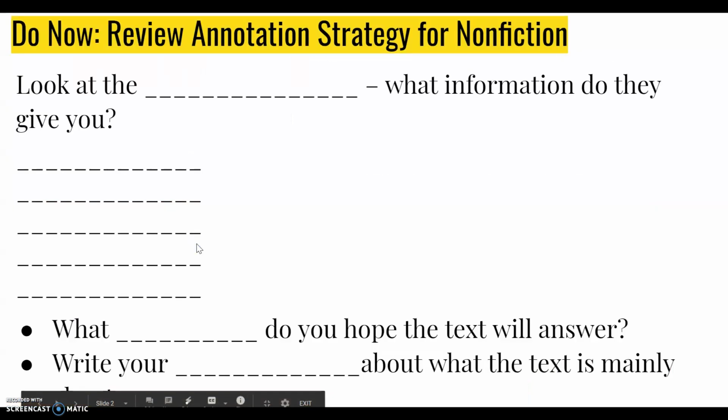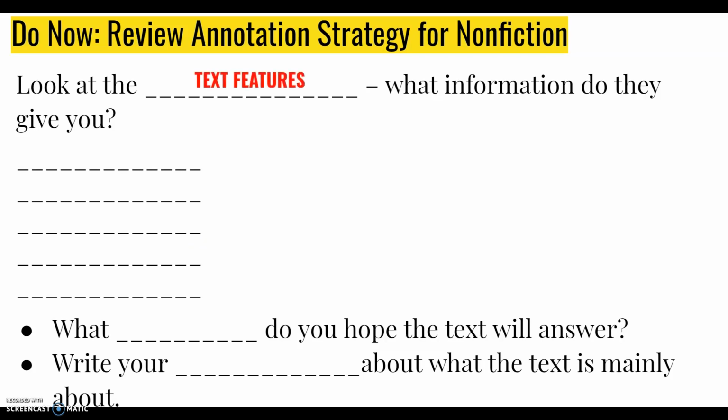So, in order to get started, we need to review our annotation strategy for nonfiction. When we see a nonfiction text, the first thing we are going to want to do is look at the text features and think, what information do they give you? Some examples of text features are headings or titles, subheadings, captions, pictures, and footnotes.